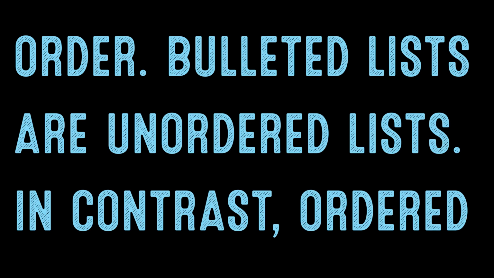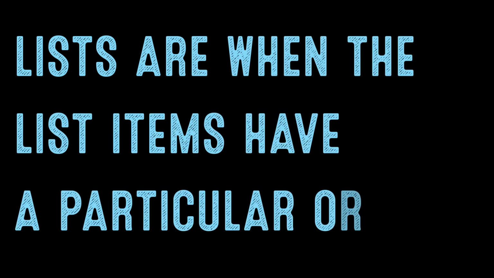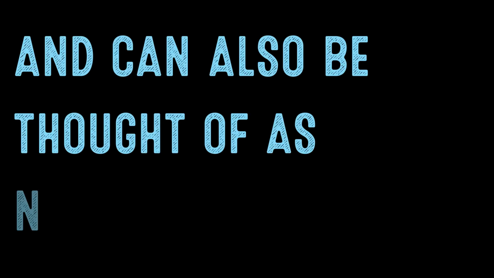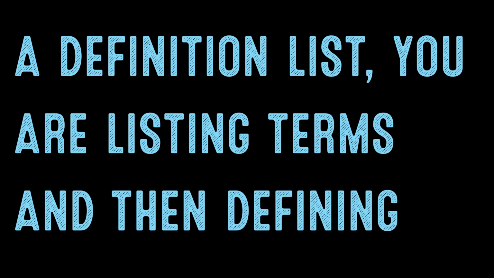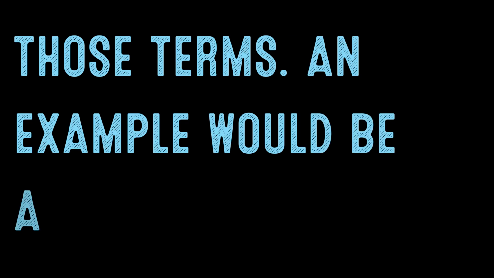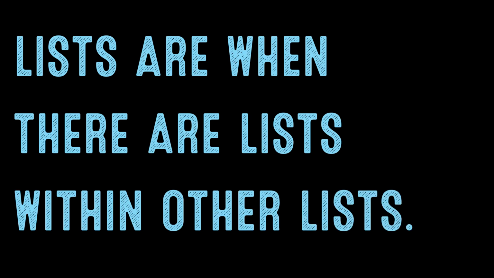In contrast, ordered lists are when the list items have a particular order and can also be thought of as numbered lists. With a definition list, you are listing terms and then defining those terms. An example of this would be a dictionary. Nested lists are when there are lists within other lists.